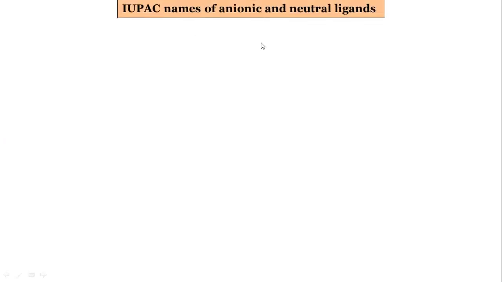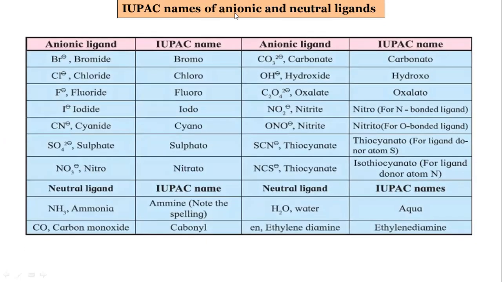See the IUPAC names of some anionic and neutral ligands are shown here. In the nomenclature system, we also discuss anionic ligands. If a negatively charged ligand is there, the IUPAC name ends with O. If bromide is there, the name will be bromo. If chloride is there, the name will be chloro. If fluoride is there, the name will be fluoro. If iodide is there, the name will be iodo. If cyanide is there, the name will be cyano.